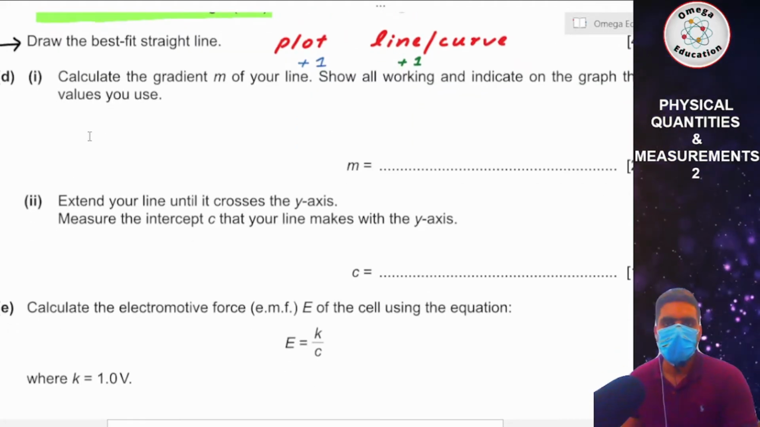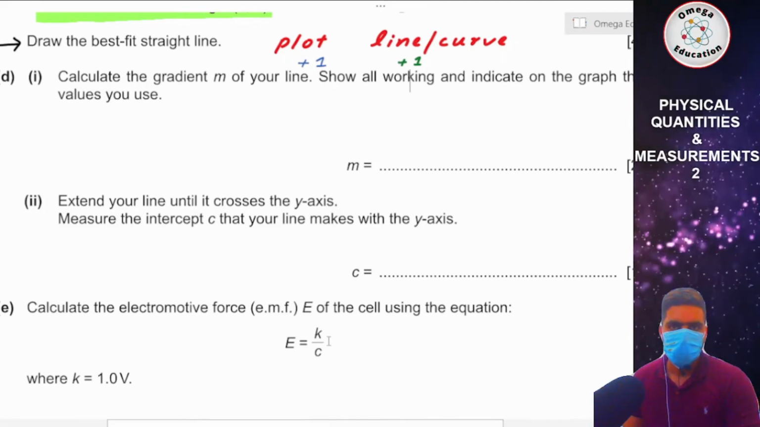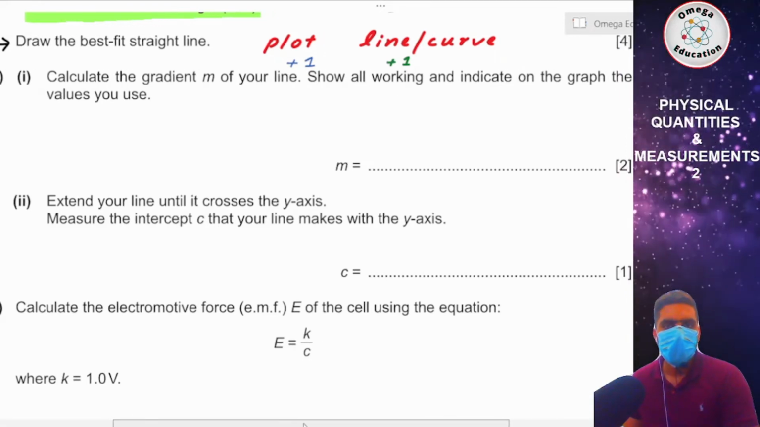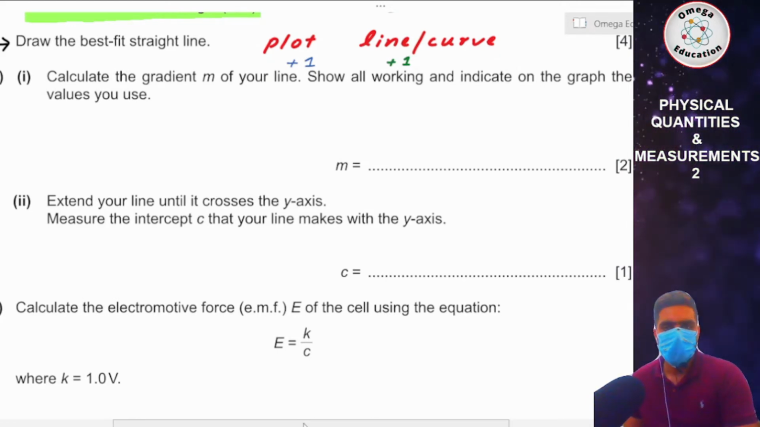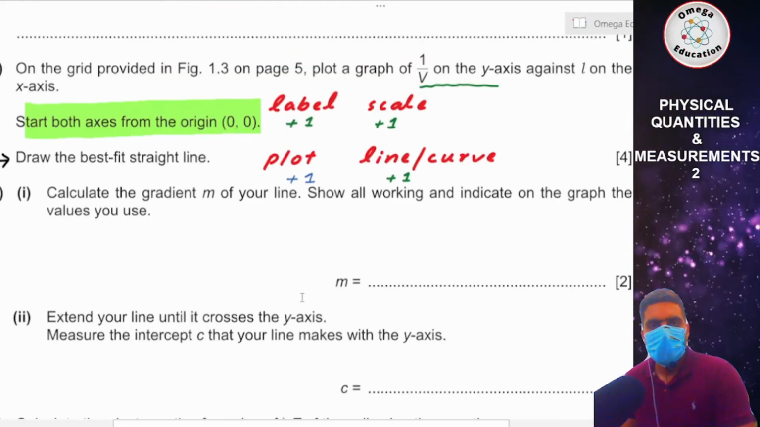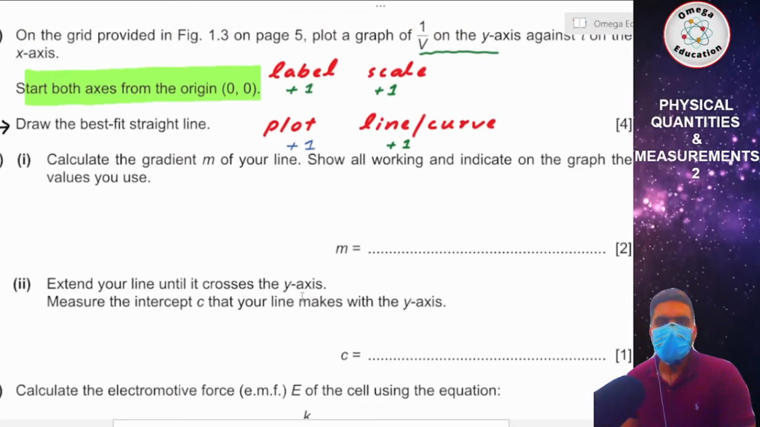Part D, part 1. Calculate the gradient m of the line. Show all working and indicate on the graph the values you use. So, a very popular question that is followed right after the graph question, to find the gradient of the line.